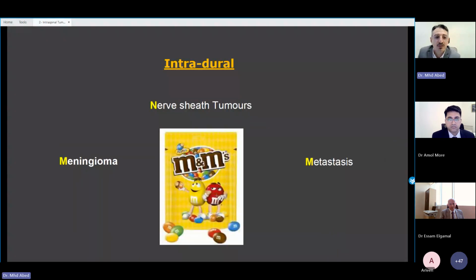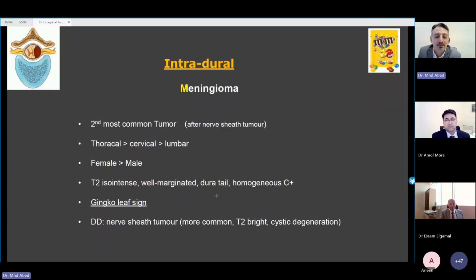Then we go back to the M&Ms about the intradural tumor. We have the meningioma and nerve sheath tumor, which are the most common lesions. We're going to speak now about the meningioma, the second most common tumor after the nerve sheath tumor. This tumor is commonly seen in female patients more than male. Its most common location is the thoracic spine. It's commonly at the anterior surface of the spinal cord.